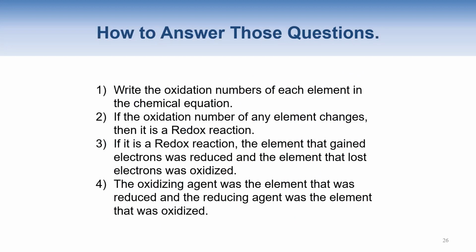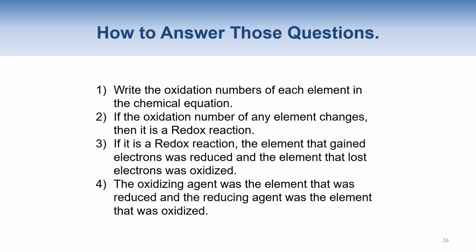So how to answer these questions? Again, you start by writing the oxidation numbers of each element in the chemical equation, or each component. And then if the oxidation number of any element changes, then it is a redox reaction. If it's a redox reaction, the element that gained electrons was reduced and the element that lost electrons was oxidized. The oxidizing agent was the element that was reduced and the reducing agent was the element that was oxidized.